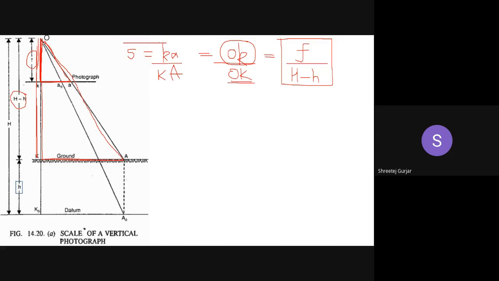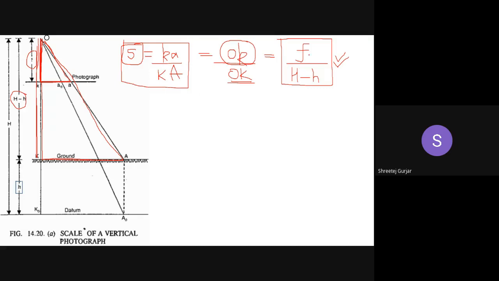Very easy, right? Very, very easy. Only one step, only a diagram you have to draw, and you have to write this particular thing. Make sure you write the statements, whatever I've explained, and then derive this equation. If you know the focal length of your photograph, and you know this capital H and this small h, then directly you can calculate the scale of that particular photograph.